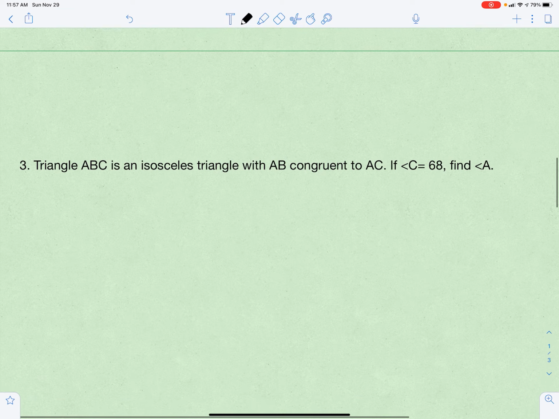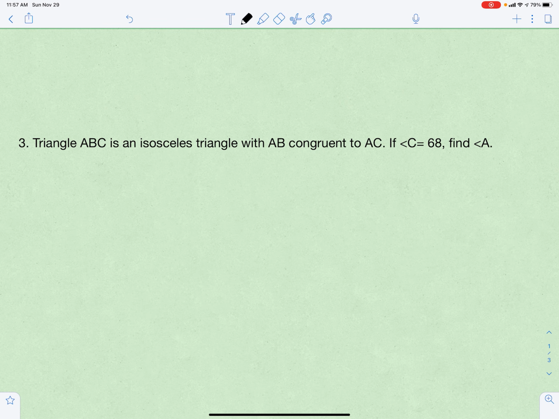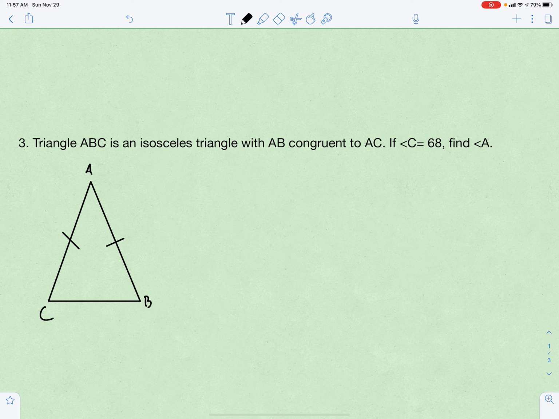Now, moving on. Number 3 says ABC is an isosceles triangle with AB congruent to AC. If angle C is 68, find angle A. So all we got is a bunch of words here. So we need an isosceles triangle. That's the first thing we need. So isosceles triangle, they tell us it's ABC, and that AB is congruent to AC. So we got that. And then it tells us angle C is 68 degrees. And it wants us to find angle A.